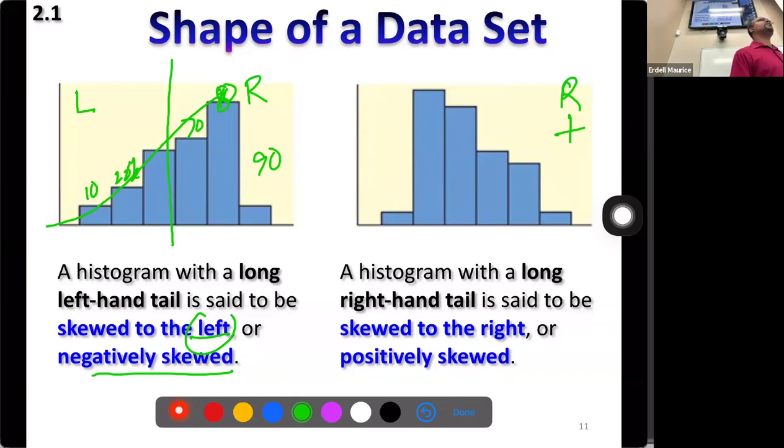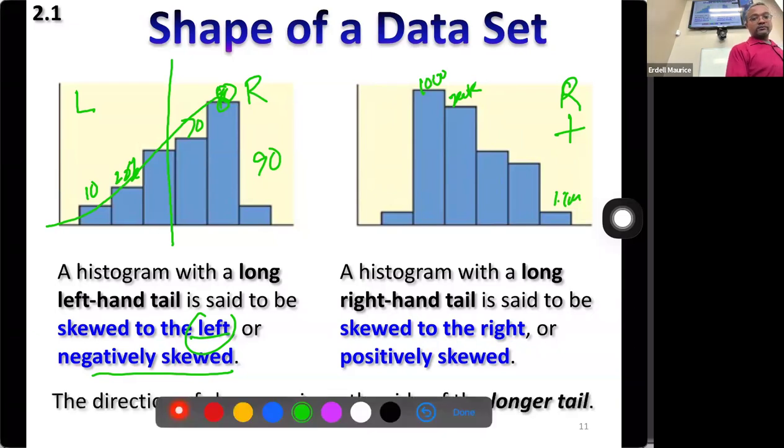What kind of data is right skewed? Housing data, the house prices. Most people pay maybe $100,000 for the house, maybe 200,000 for the house, but a few people are paying maybe 1.1 million. A few houses are just way out there, right? That's positively skewed data. Questions? The longer tail gives you the direction of the skewness, skewed left or skewed right.